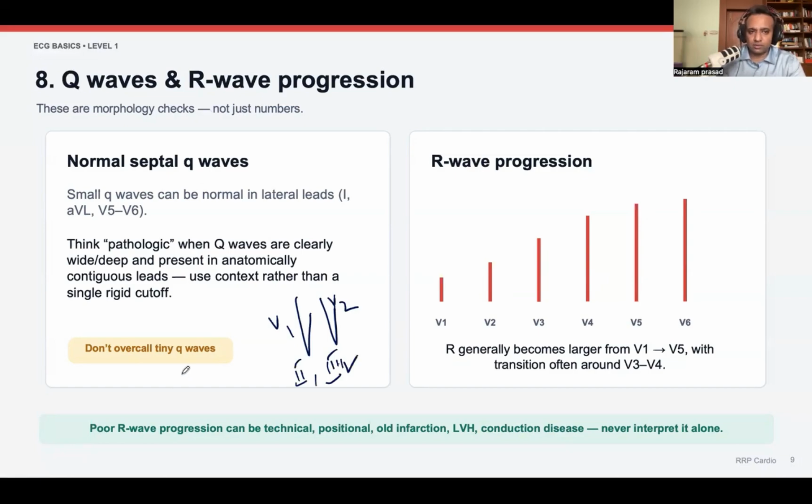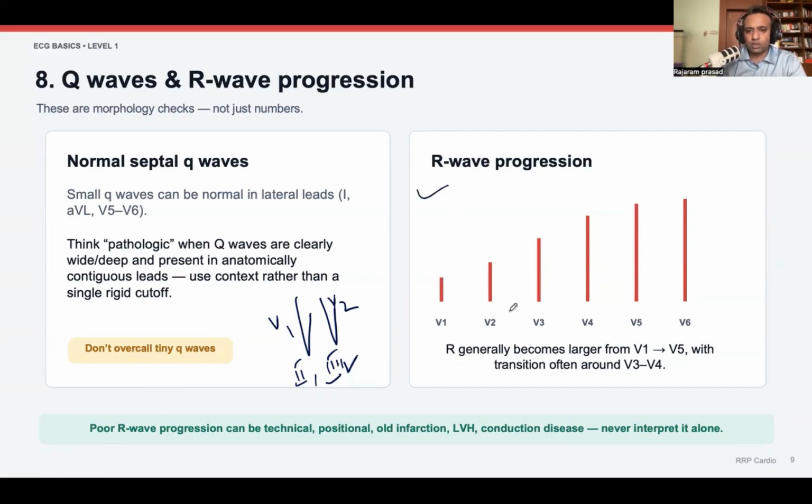Small tiny Q waves are fine. Normal septal Q waves are fine, but they are abnormal when they are clearly deep and wide and present in anatomically contiguous leads. Use context rather than a rigid single cutoff. Context means see the patient, whether the patient had an old MI, or has chest pain or not. So then you are looking at the R wave progression.